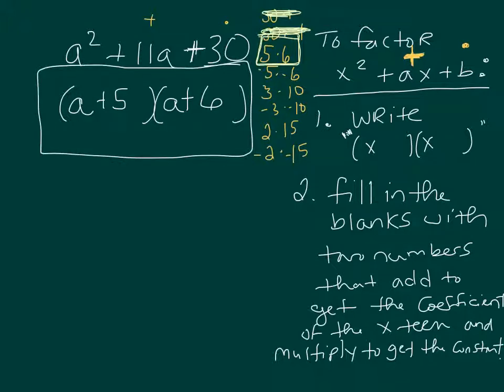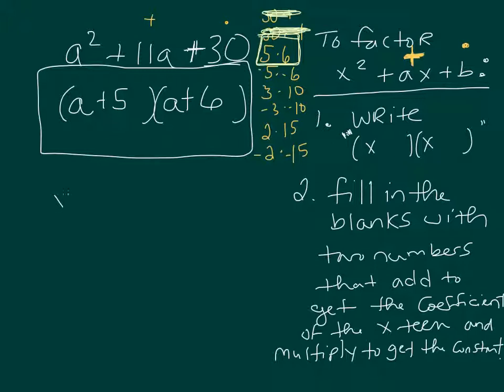So remember, you basically just write x and x in parentheses, fill in the blanks with two numbers that'll give you the constant term when you multiply, and the x term, or the variable raised to the first power term, when you add. That's basically it. Let's look at several more examples.